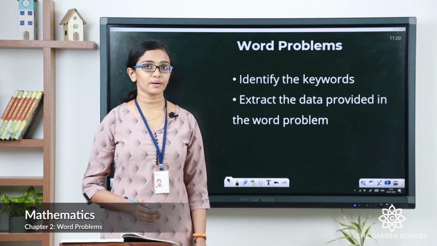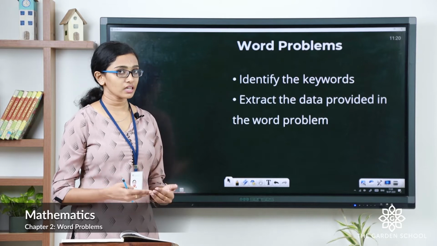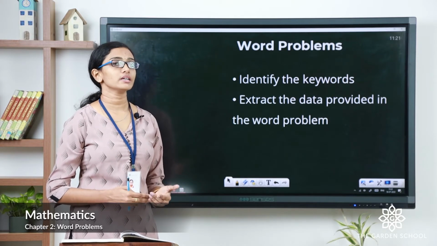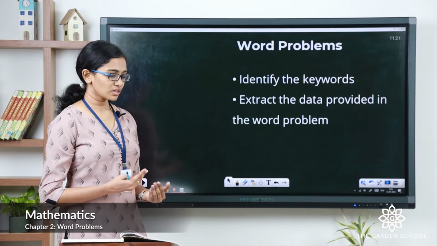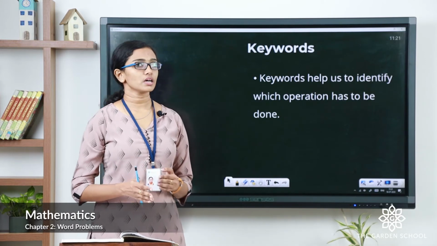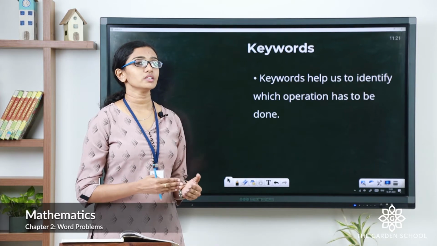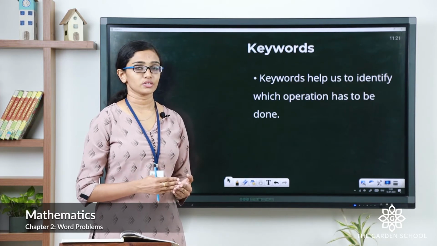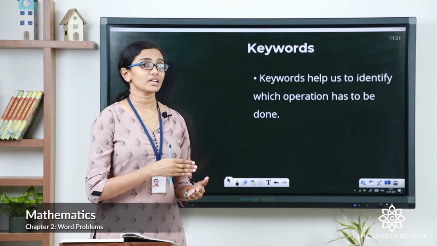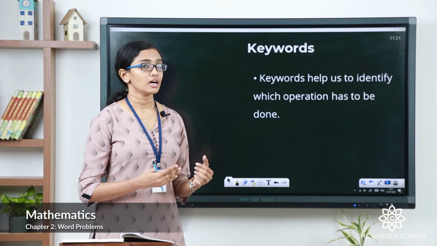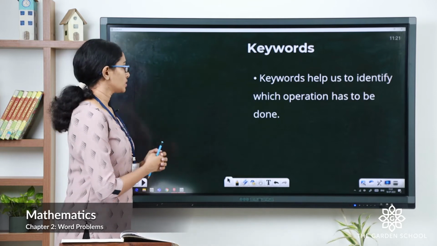So the first step to break down a word problem is to identify some keywords, and then you have to extract the data provided in the word problem so that you can write down the steps and find the required solution. So what are these keywords? Keywords are the words which give us some clue to which operation we need to perform to find the required solution. If we need to do addition, subtraction, division or multiplication, the correct operation can be identified from keywords.